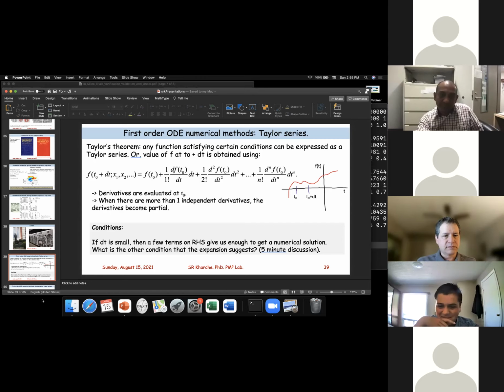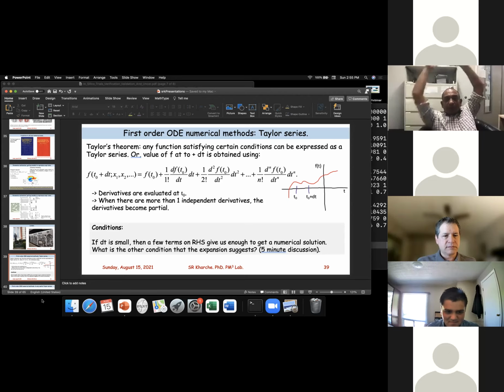Sorry, sir, what was the question? The question is, dt has to be small for this Taylor's expansion to be true. What other condition can you think of for this expansion to hold true? Look at that red line. Look at that massive number of d's that I've written on the slide. What can you say from there?